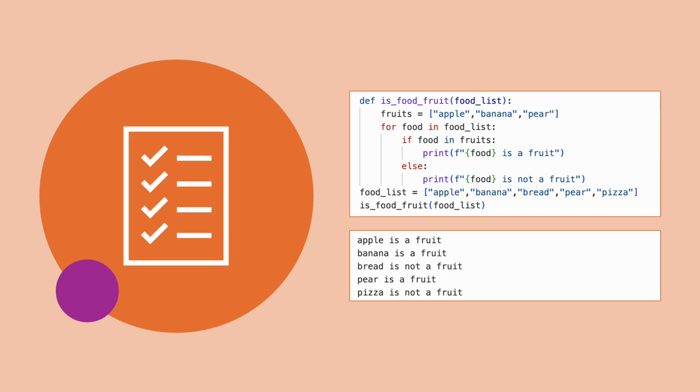We asked you to try writing a function that outputs only the fruits from a given list of food: apple, banana, bread, pear, and pizza. So our code declares a function using the keyword def, within which we use an if statement within a for loop. When called, the function returns the output as above. Each item in the fruit list, in this case apple, banana, and pear, is noted as "is a fruit," and all remaining food items, in this case bread and pizza, are noted as "is not a fruit."